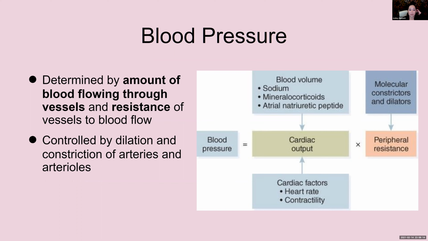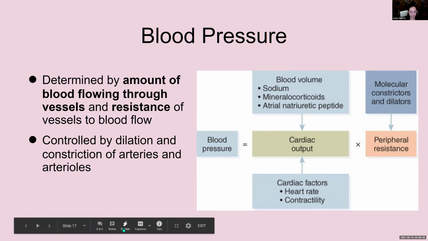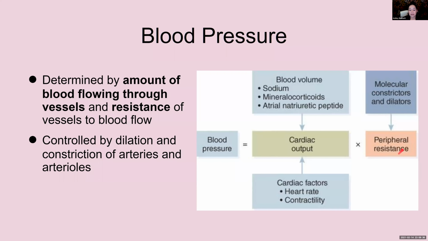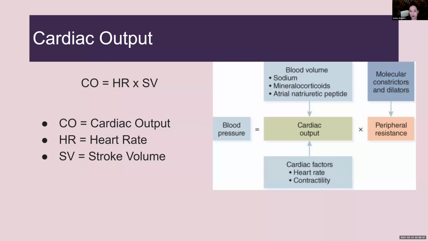So here is the big algebraic equation. Blood pressure equals cardiac output times peripheral resistance. We're going to break down both of those components, cardiac output and peripheral resistance. Let's start with cardiac output. This is like an algebraic equation inside an algebraic equation inside an algebraic equation.